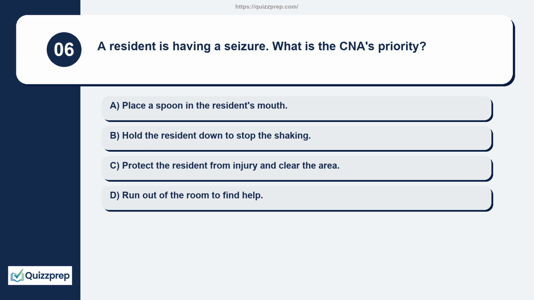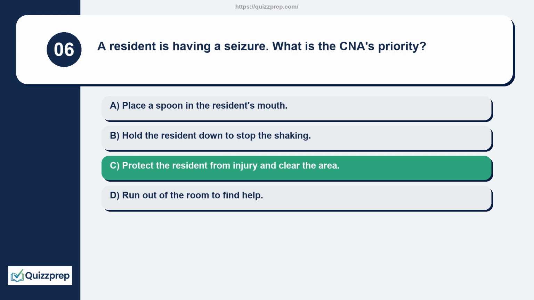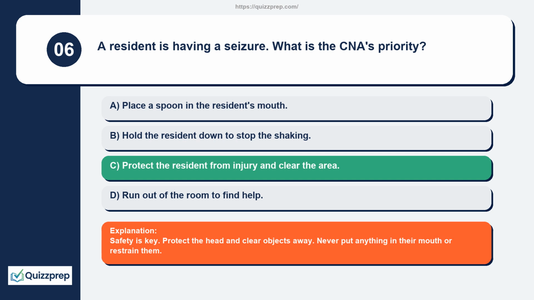Question 6. A resident is having a seizure. What is the CNA's priority? Place a spoon in the resident's mouth. Hold the resident down to stop the shaking. Protect the resident from injury and clear the area. Run out of the room to find help. Safety is key. Protect the head and clear objects away. Never put anything in their mouth or restrain them.